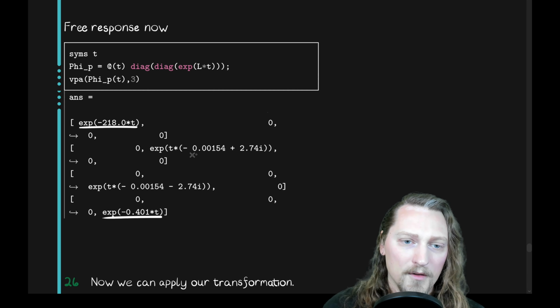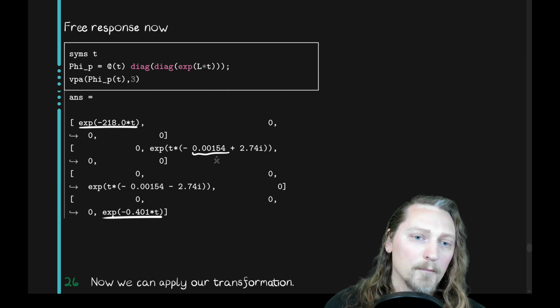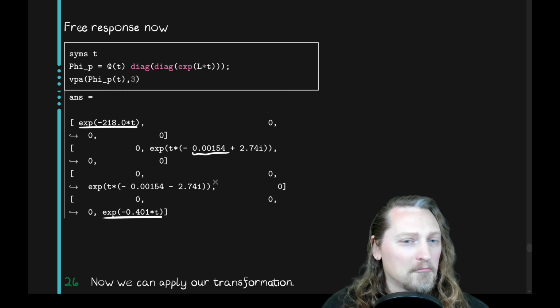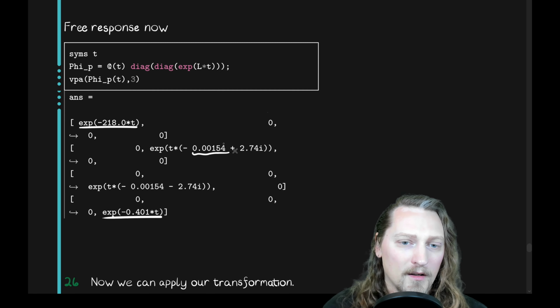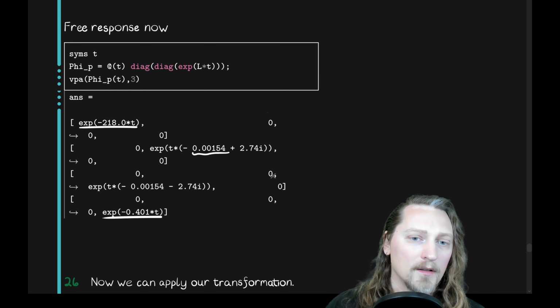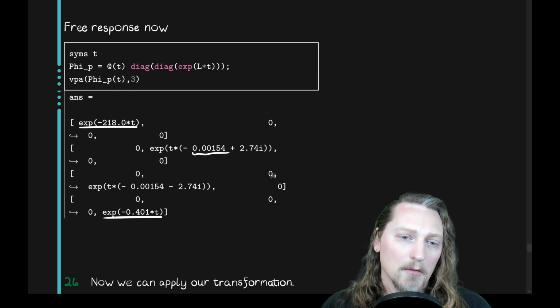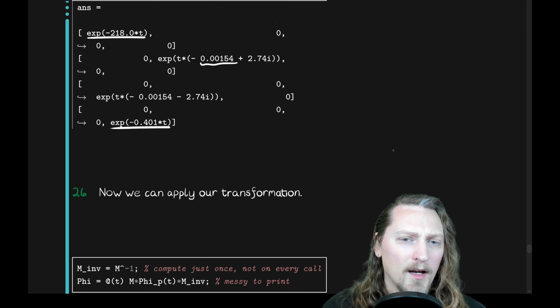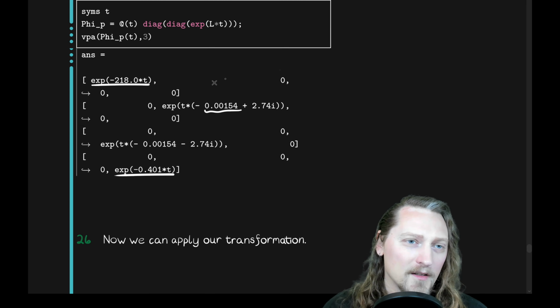pairs showing up with, so here's the real part that we weren't seeing before showing up, and it's significant. I mean, it's within a factor of 200 of the imaginary part, so it's significant enough. So this is our phi prime.